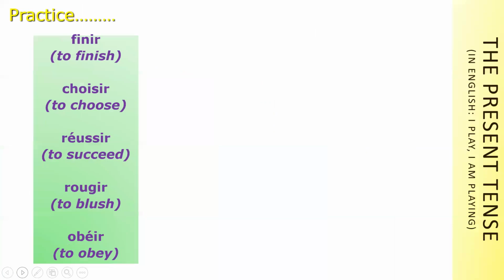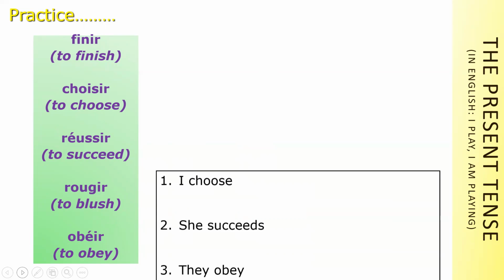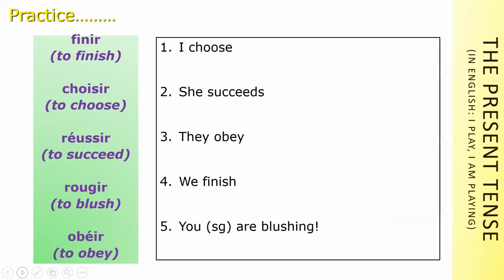Let's try some IR verbs, shall we? Here are our IR verb lists we're going to work with. We have finir, to finish, choisir, to choose, réussir, to succeed, rougir, the verb to blush, and obéir, to obey. Can you conjugate those infinitives to give the French for numbers 1 through to 5? Don't forget to remove the IR first before you add the correct endings on. Pause the video here as you work through that task.